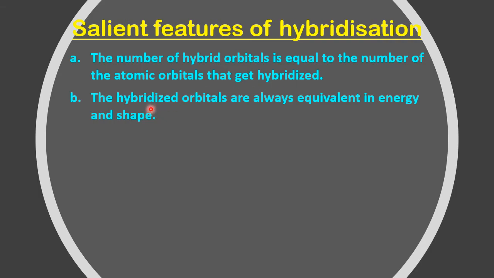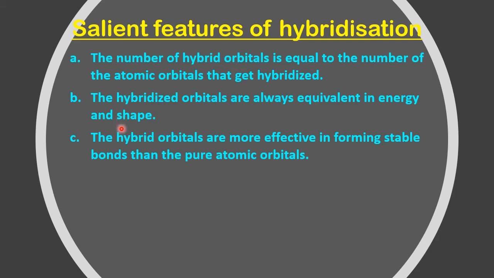Now point second. The hybridized orbitals are always equivalent in energy and shape. After the formation of the hybrid orbitals, their energy and their shape are the same. For example, if four atomic orbitals are participating in the hybridization, then four new orbitals are formed. Four hybrid orbitals are formed. All those four hybrid orbitals are similar in shape and have the same energy. That is the second feature of hybridization.